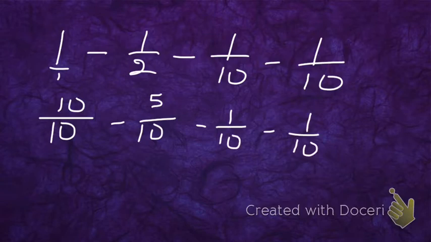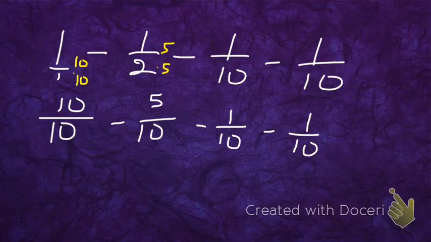Now, if the answer wasn't so obvious, you could think of it like this. To go from 1 to 10, you've got to multiply by 10. And if you do that to the bottom, you do it to the top. To go from 2 to 10, you multiply by 5. Do that to top and bottom. And the others are already done.